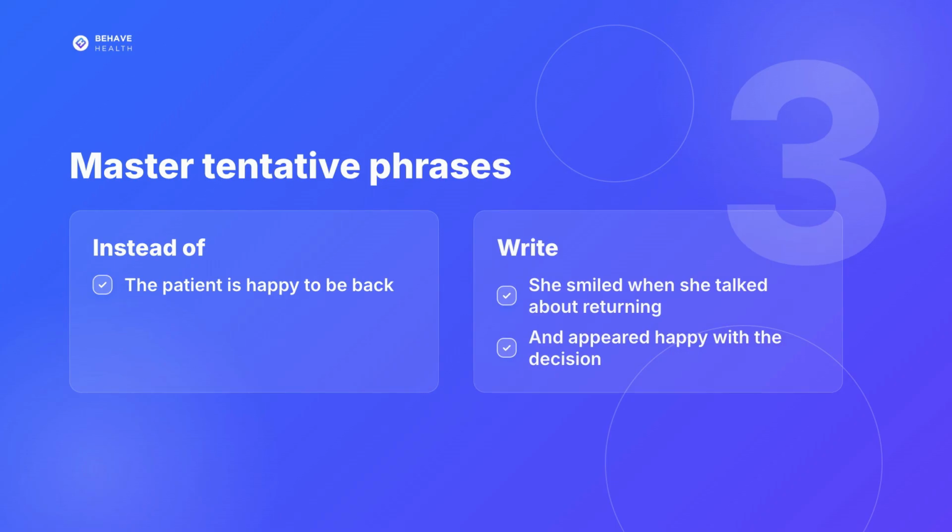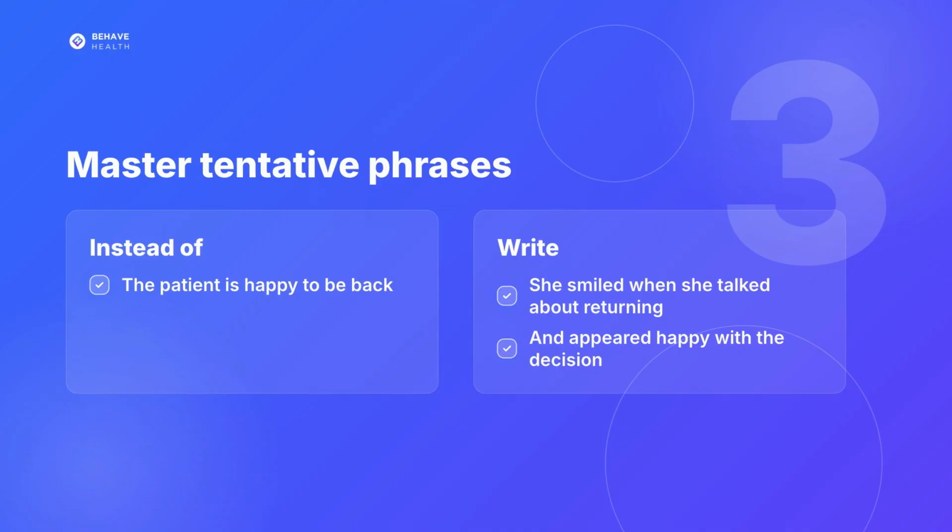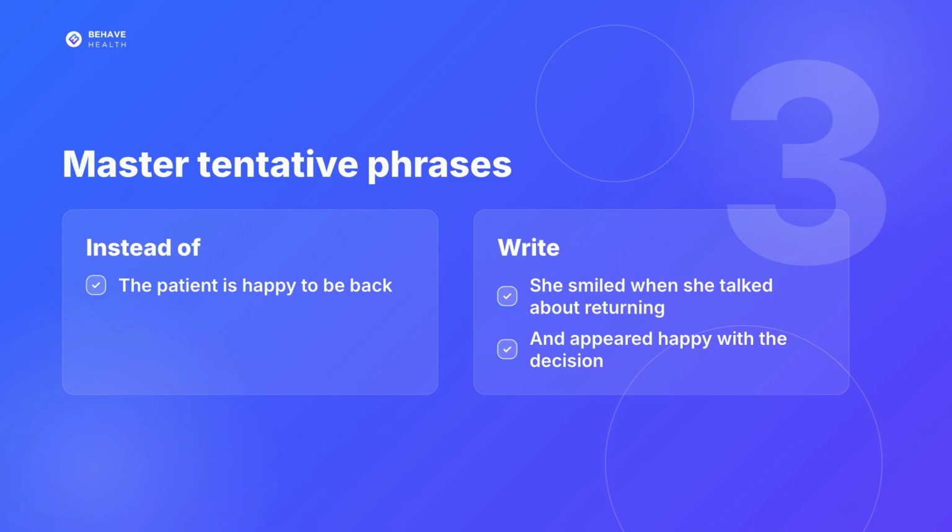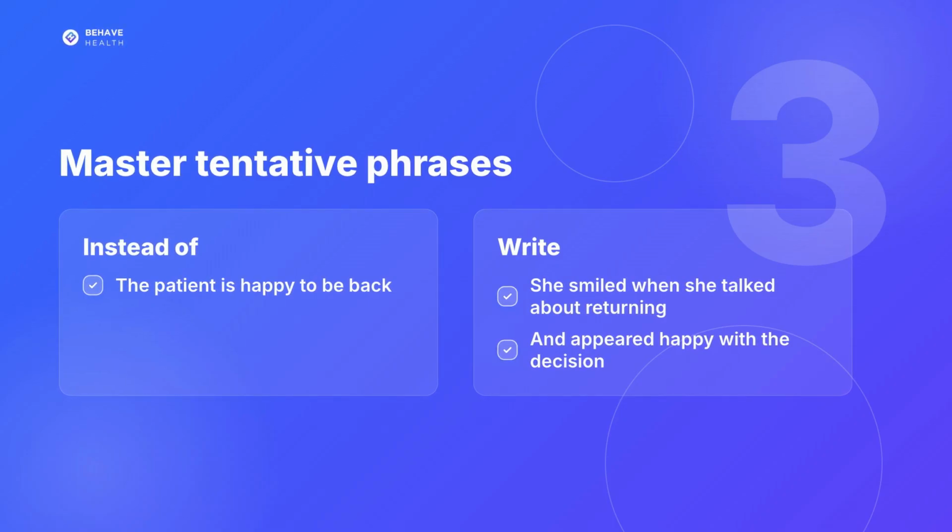Habit 3. Master the use of tentative phrases to flag a statement as opinion. Instead of stating she is happy, describe that she smiled when she talked about returning. Then note she appeared happy. Lean on phrases like the patient appears, the patient seemed, the response suggests, and this writer believes.